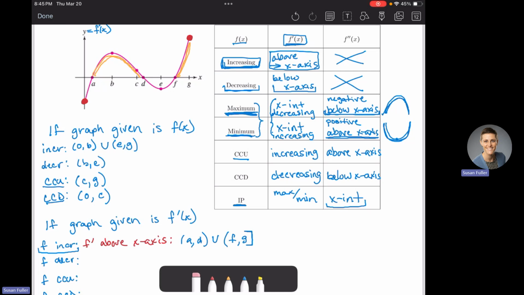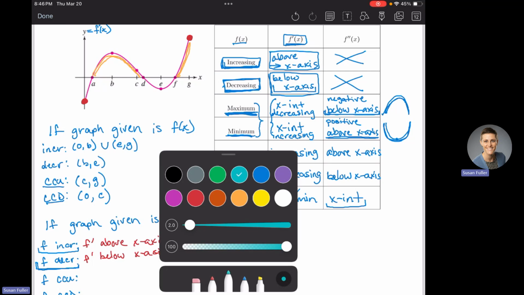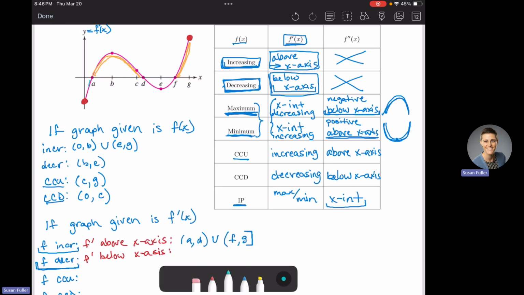Okay, so now let's do the decreasing. How would I find where my OG function on a graph I can't see is decreasing? Well, the graph that I can see is f prime. So I'm going to have to go back and say, if my OG is decreasing, what's f prime doing? Yeah, it's got to be below the x-axis. So I'm really looking for where this graph is below the x-axis. Where is this one below the x-axis? Yep, I'm below here and I'm below here.